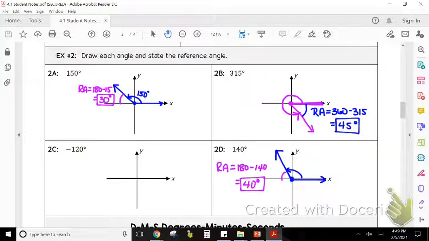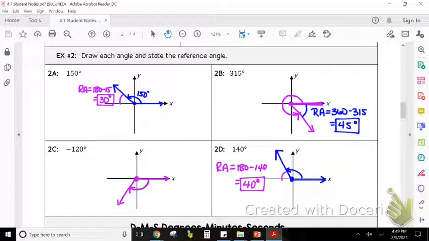And then 2C, the negative 120 degrees. So we're going to put it in standard position. And it's negative, so we're going to go clockwise 120 degrees. So that's 90 degrees plus a little more. Okay, so there's my 120 degrees. Excuse me, negative 120 degrees.